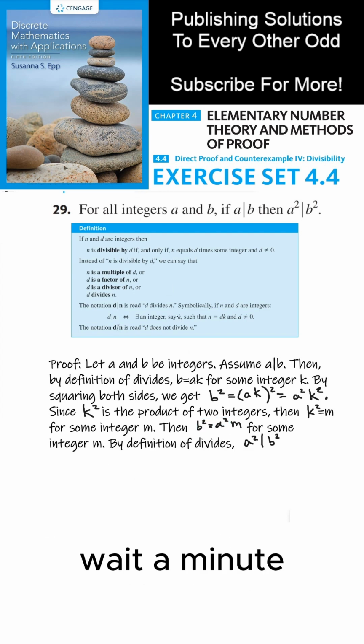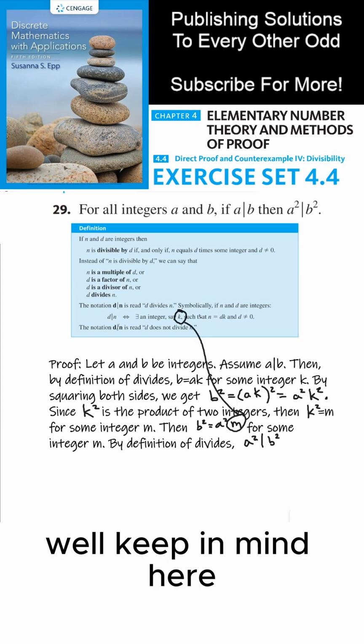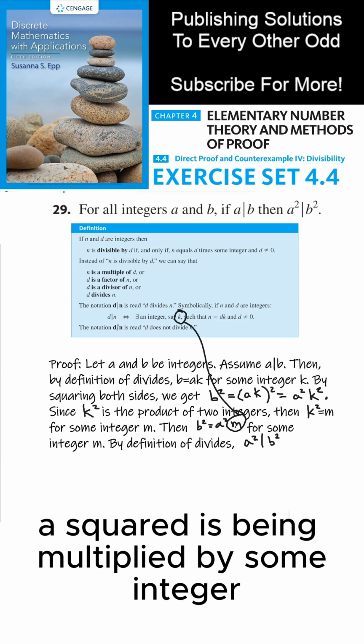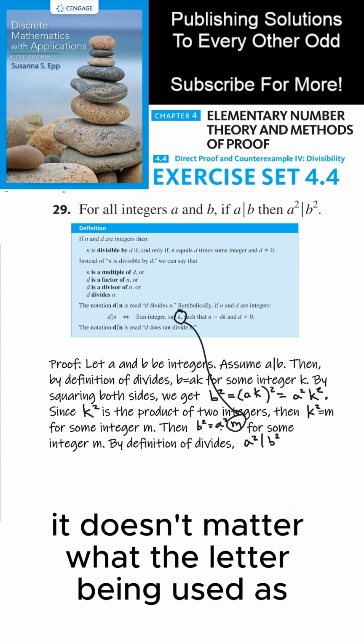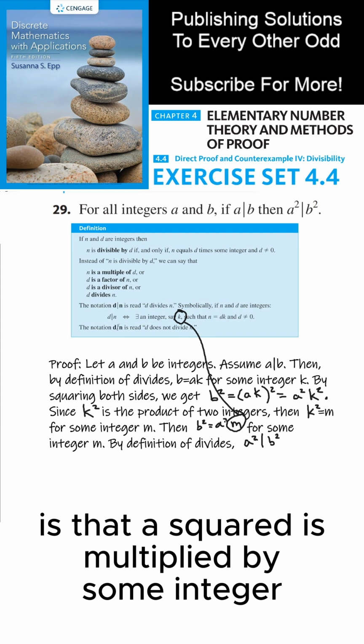Now, if you're wondering, wait a minute, doesn't this letter have to be k where this letter is m? Well, keep in mind here, what matters is that a squared is being multiplied by some integer. It doesn't matter what the letter being used as a placeholder is. What matters is that a squared is multiplied by some integer.